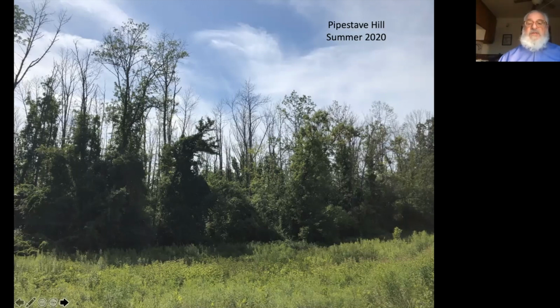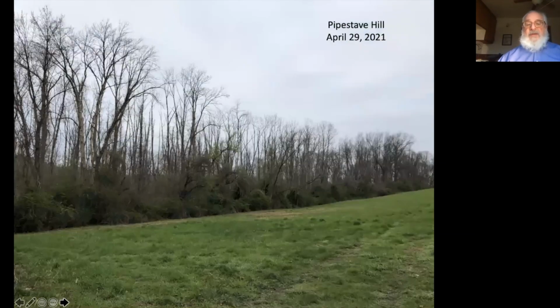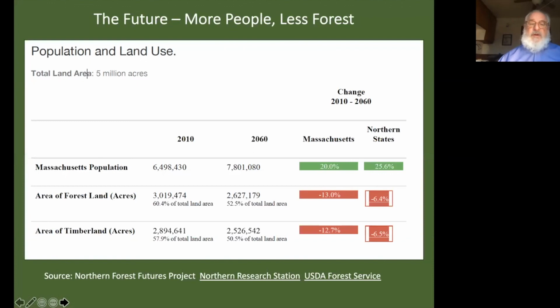And this is shortly after we became aware that there's a problem. You can see how thin the crown is on these other ones, so they're goners as well. This is this year, yesterday. I know it's early, so the trees haven't leafed out yet, but this is what we're going to see this summer on Pipestave Hill, right below the solar field.